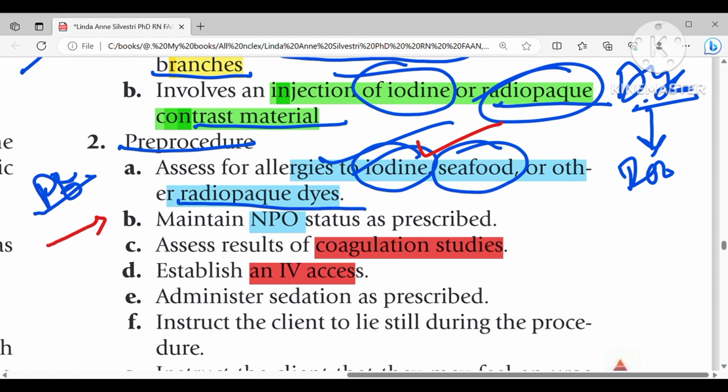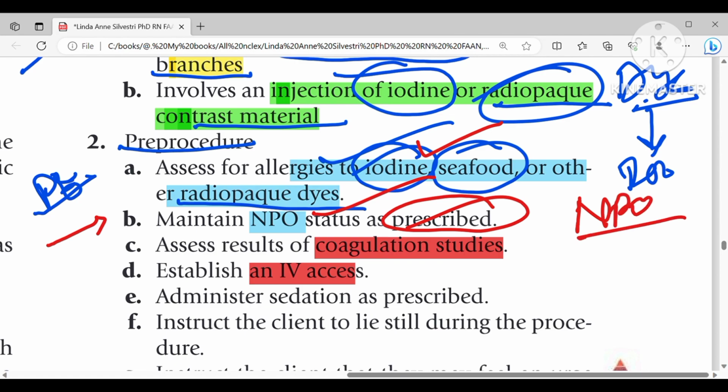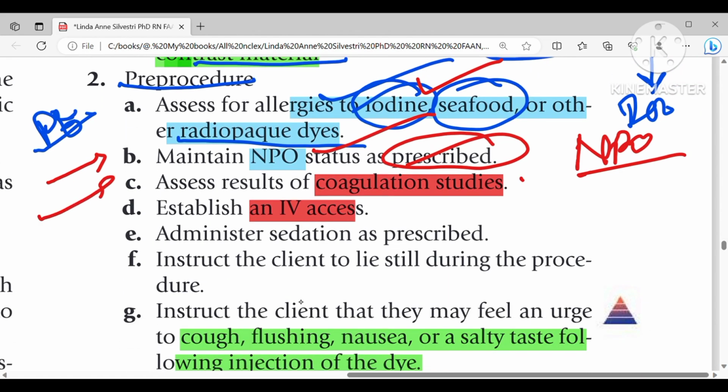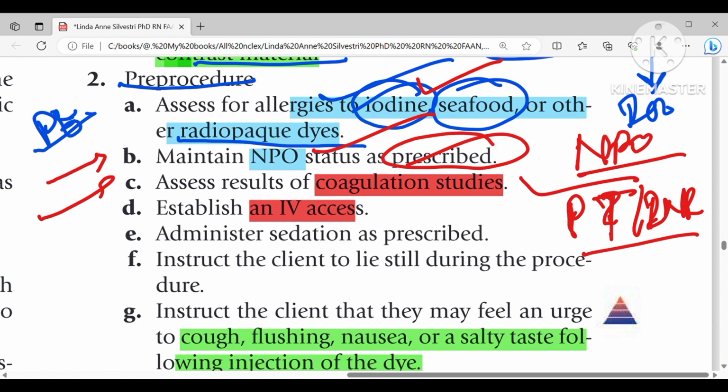Next one is, if the patient is going for a procedure like fluoroscopy, we should maintain the NPO status as prescribed. So the doctor will prescribe NPO, and we should keep the patient on NPO. We should also assess the coagulation studies like PT/INR and all. We need to assess the result of the PT/INR and establish the IV access.